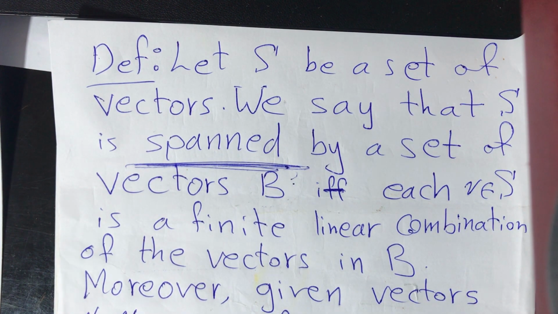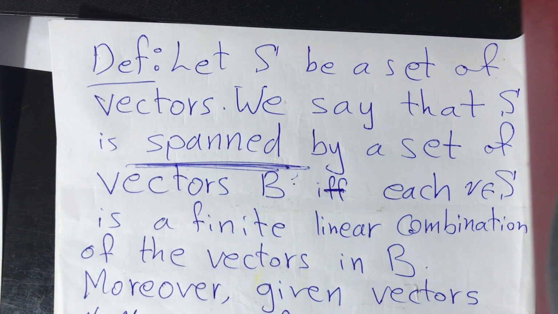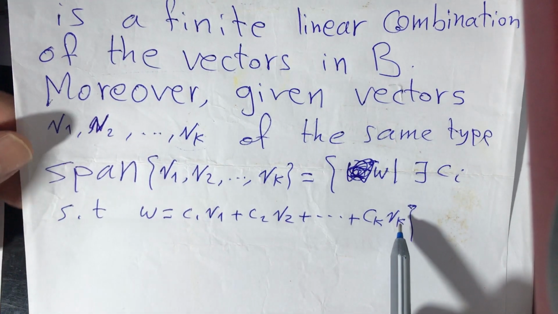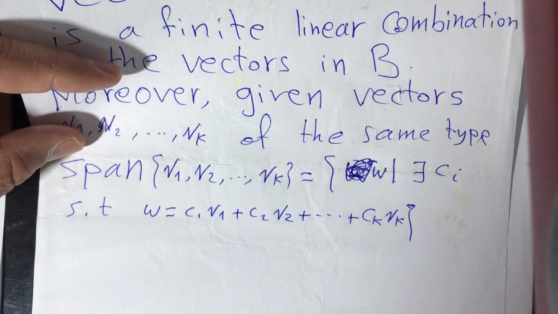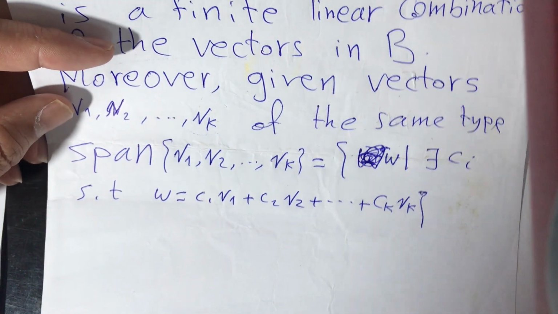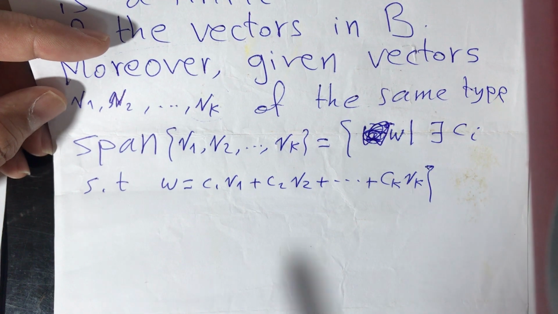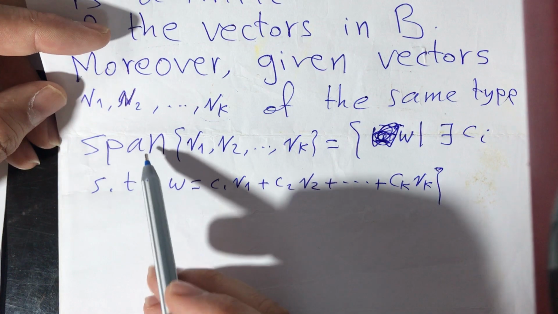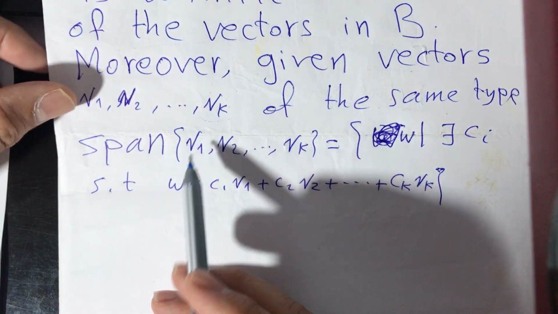Moreover, given vectors v1, v2, until vk of the same type, span of v1, v2, vk is equal to W if there exist ci such that w is equal to c1 v1 plus c2 v2 until ck vk. We say that this set is spanned by V.